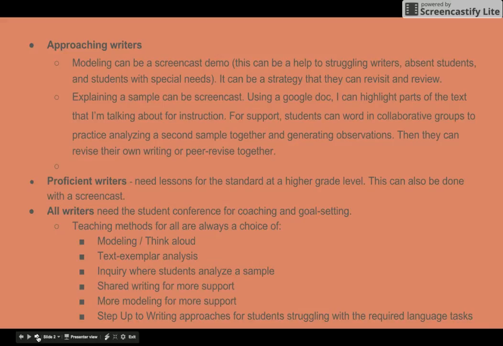With proficient writers, screencasting is another great way to duplicate yourself in the classroom by giving a screencast, modeling or explaining a sample at another grade level, a higher grade level, or showing another aspect of the writing requirement, but at a higher level.